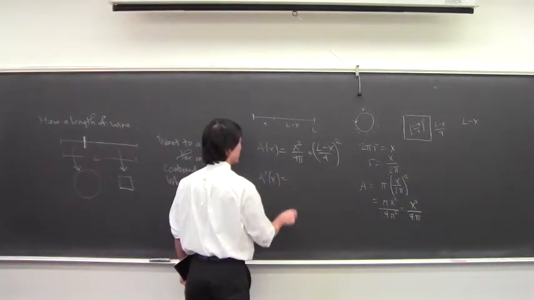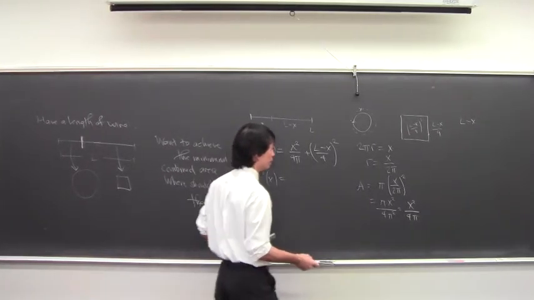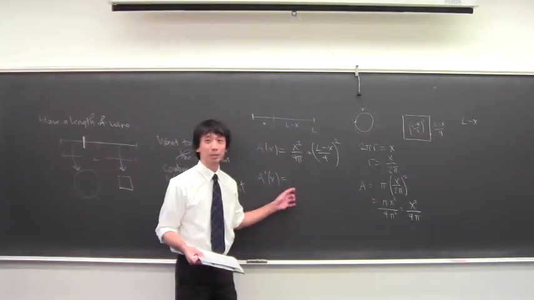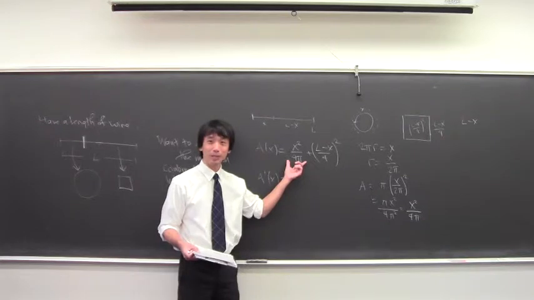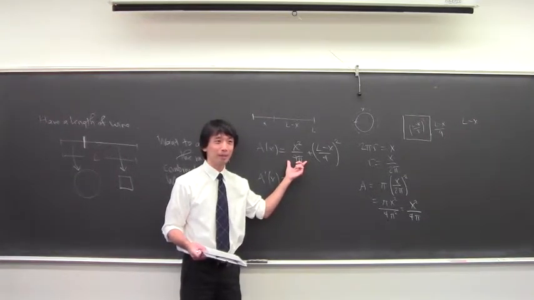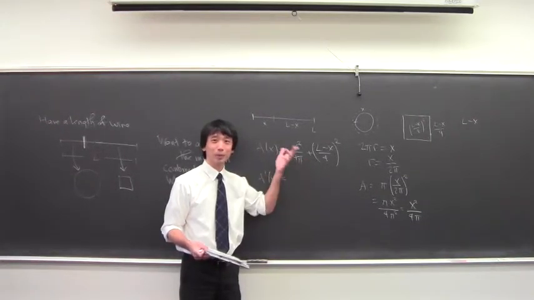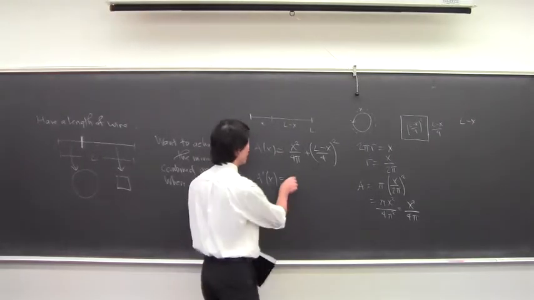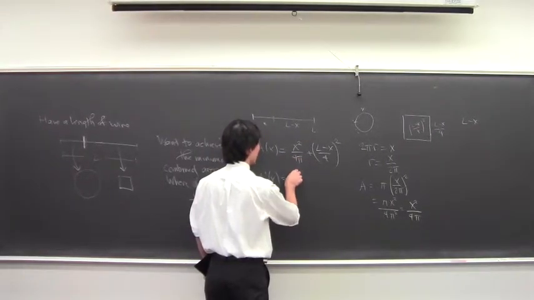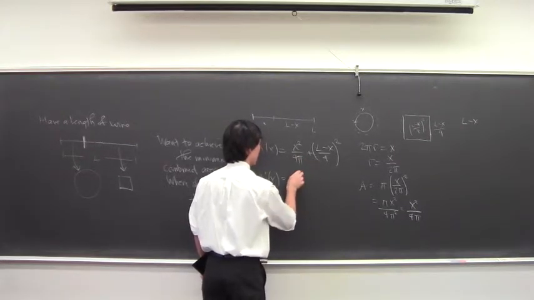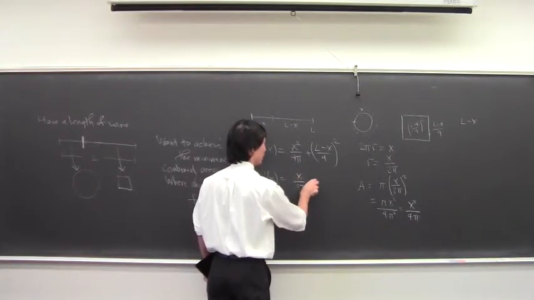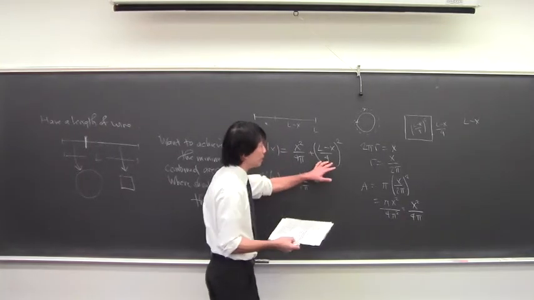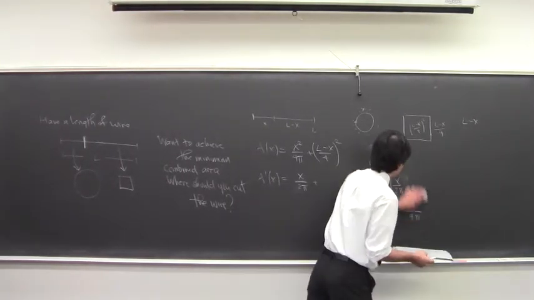A prime is going to be, somebody want to tell me? When I differentiate this, what do I get? Nico, go ahead. X over 2 pi. I get 2x over 4 pi, that's x over 2 pi, plus the derivative of this thing.